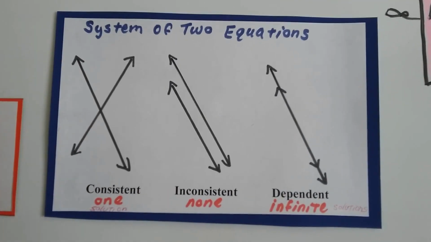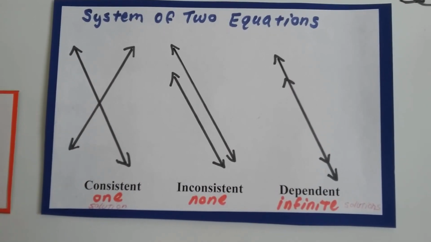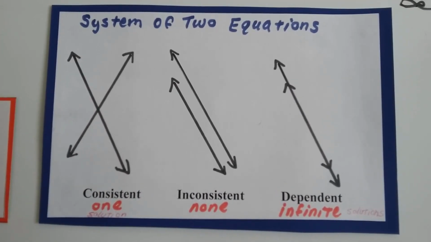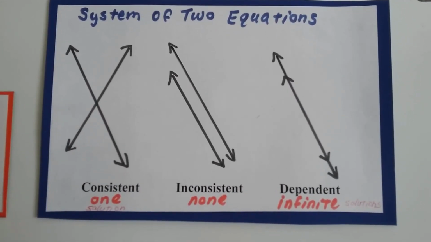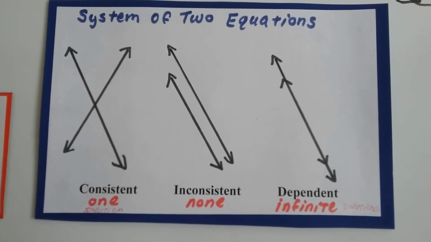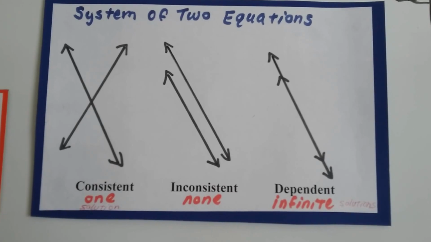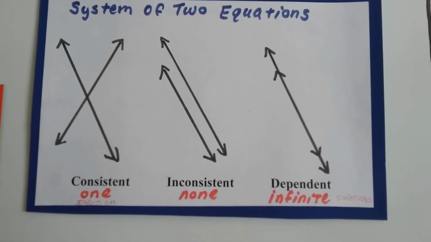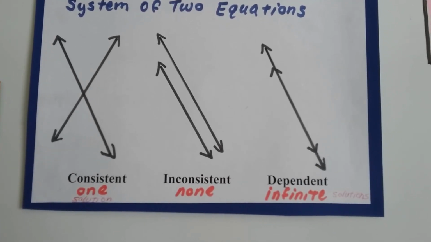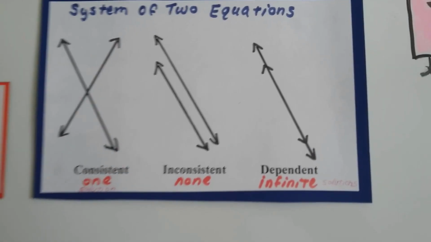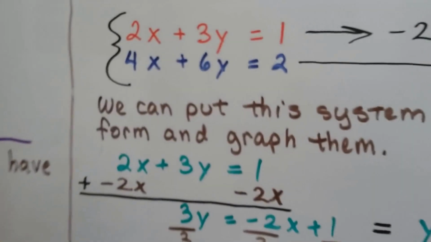Take a look at this. Here's a system of two equations. When it's consistent, there's one solution and it meets and intersects at a point. If it's inconsistent, it's parallel and there's no intersection. When it's dependent, there's an infinite amount of solutions and the lines lay on top of each other. See that? All right, let's take a look at this next system of equations.